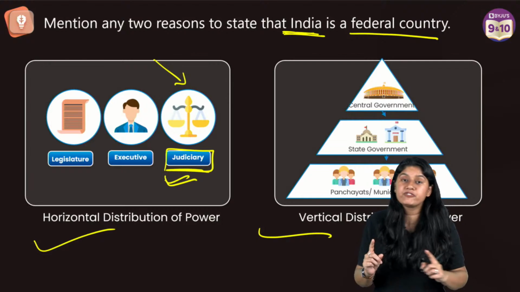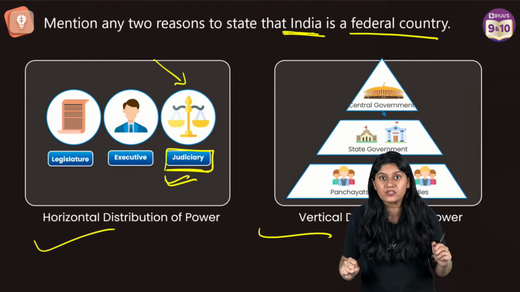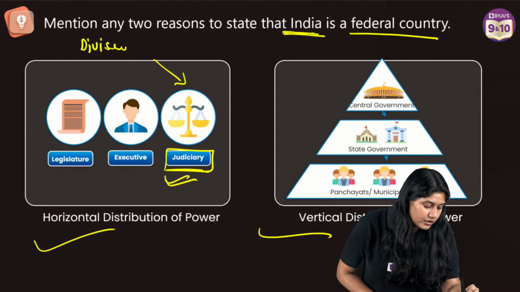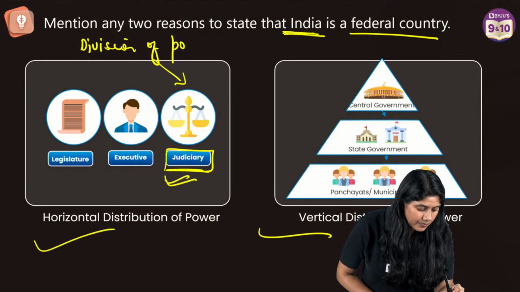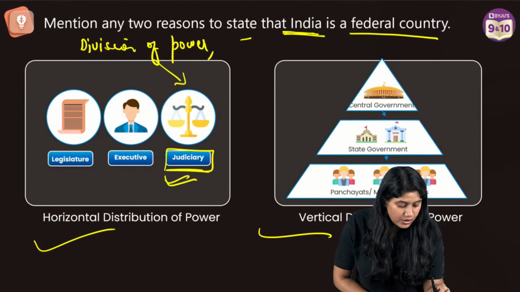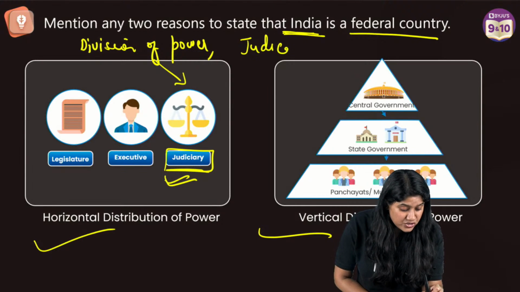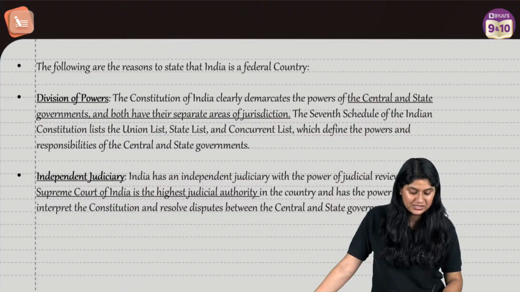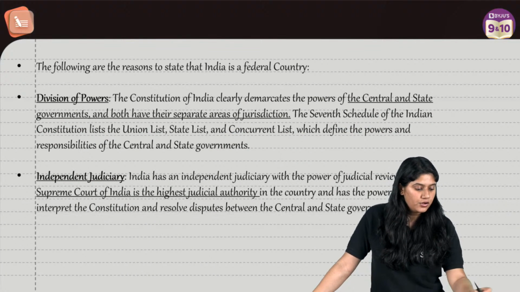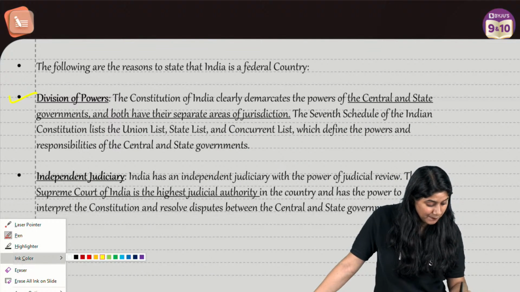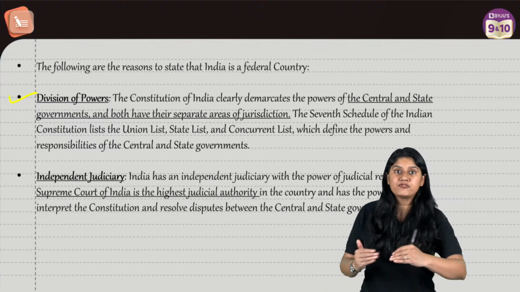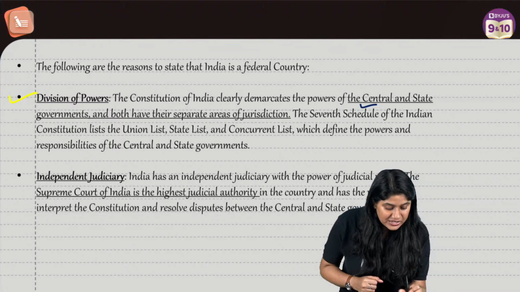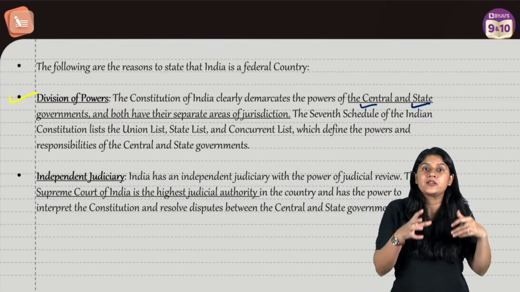So over here, if we have to write 2 factors, what can we write? We can mention that we have the division of power, an independent judiciary, and of course representatives also. This is how you can write it. We have division of power, a clear division. We have different lists for the central government and the state government. Central and state governments have their own areas where they work.